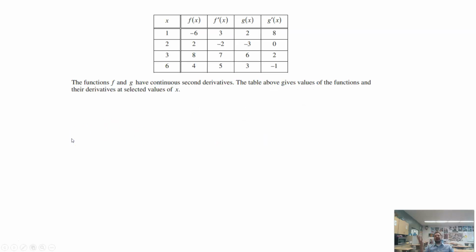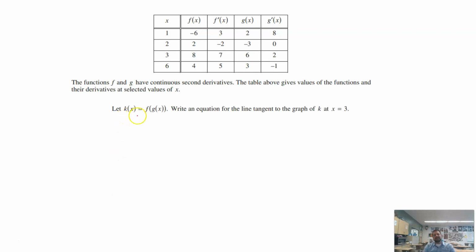So we've got a table of values, which is a little unique for a problem like this, but it says the function f and g have continuous second derivatives. The table above gives values of the functions and the derivatives at selected values of x. Now, if the second derivative is continuous, that means that the first derivative and the original function must be continuous as well. Not that big of a deal. Then we've got this table of values and their derivatives, so we can see what's going on with that stuff.